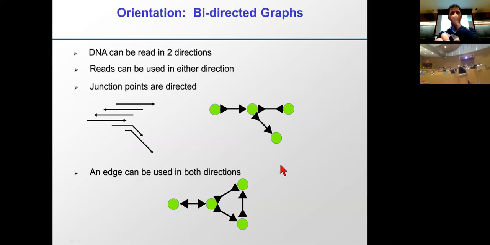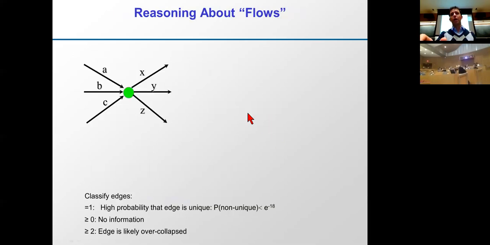Okay, so then how do we collapse them? What you basically want to do is reason about all of the paths that I can take to resolve the string graph, to traverse all of the reads. And then what you can do is basically say, let's reason about the flow of information going into a particular edge and going out of a particular node. So what are all of the edges that I could use to enter a particular node and what are all the edges that I can use to exit that node?